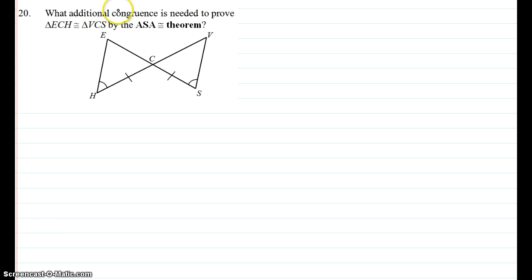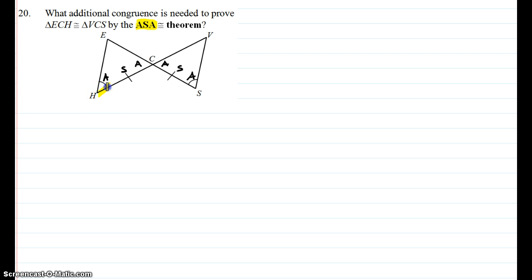So number 20, it says, what additional congruence is needed to prove that triangle ECH is congruent to triangle VCS by the angle, side, angle theorem? So this is what we need to pay attention to. And so we already have an angle. These 2 angles are congruent. We already have a side. So these 2 sides are congruent. And so we want angle, side, angle. So angle, side, angle. Angle, side, angle.